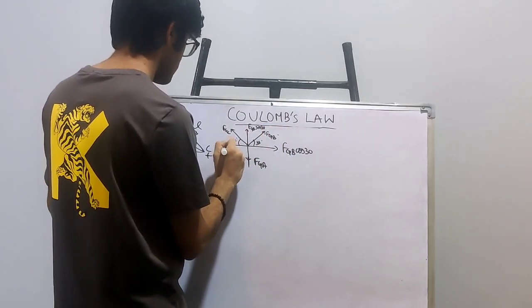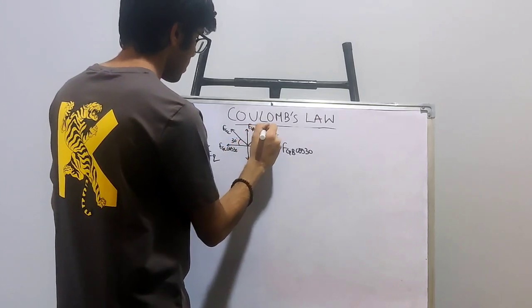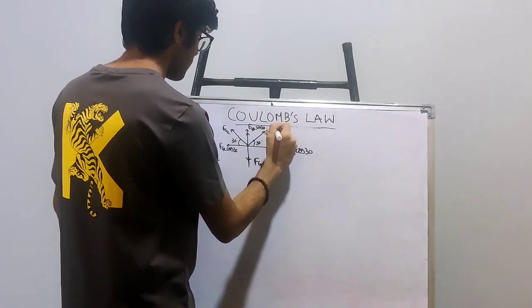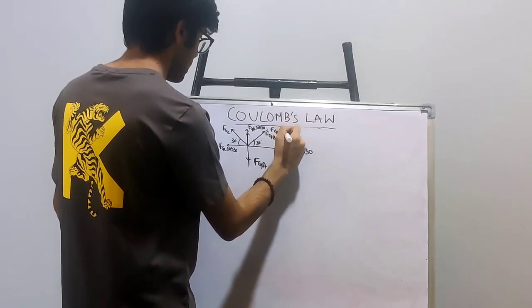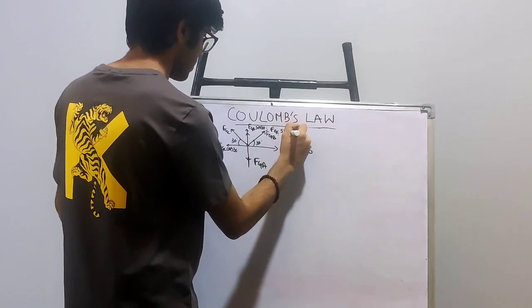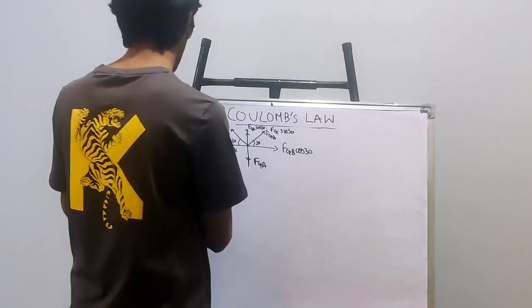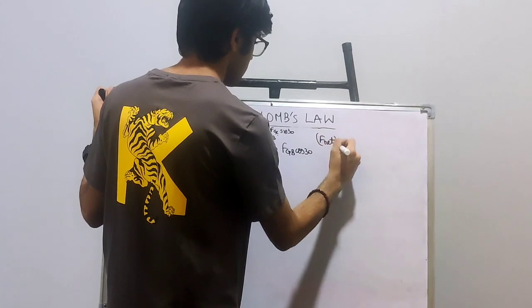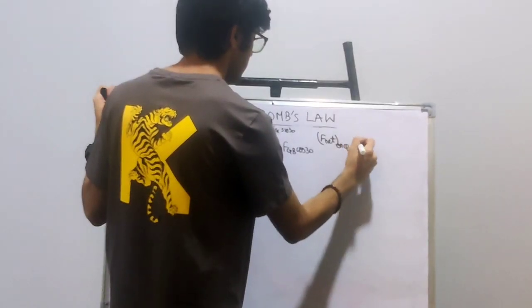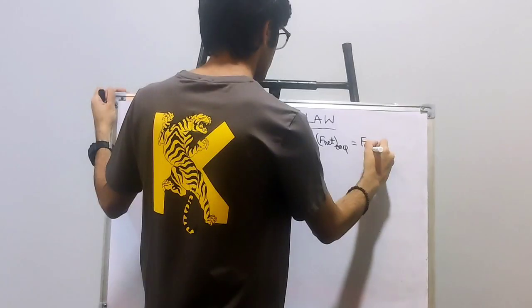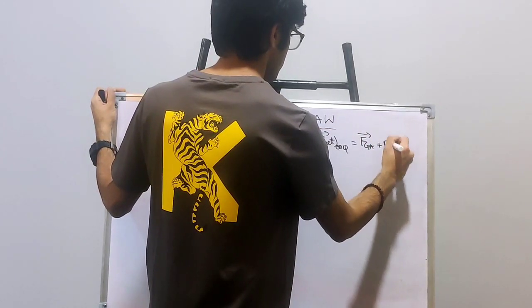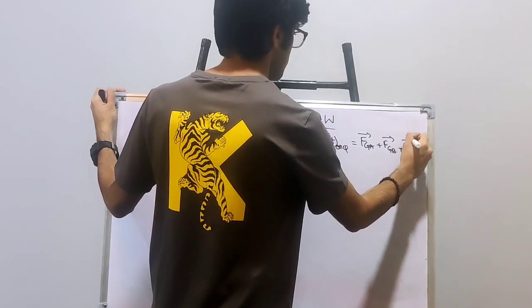This is FGC cos 30, and along the other force here, the vertical force would be FGC sin 30. So the net force on this capital Q charge would be: F net on Q is the force on G due to A plus the force on G due to B plus the force on G due to C.